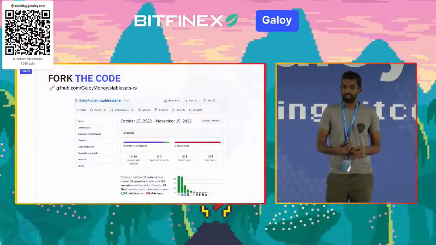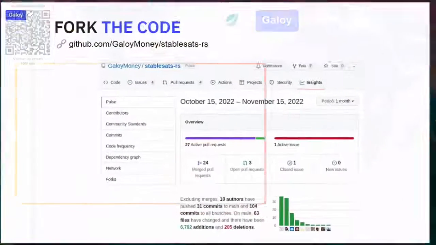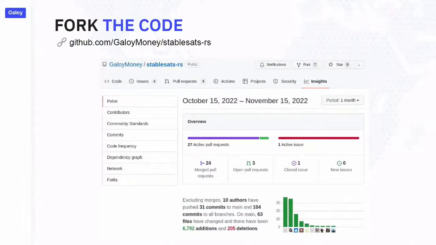We're super interested to see what people take it forward with and do with it. It's available on GitHub at Galoy Money /stablesats_rs. It's written in Rust. It's still under very active development. We encourage people to come in, fork the code, play with it, use the binaries, drop it in somewhere, maybe try it out.